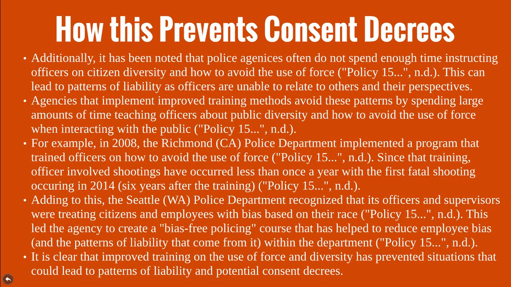Adding to this, the Seattle Police Department recognized that its officers and supervisors were treating citizens and employees with bias based on race. And this led the agency to create a bias-free policing course that has helped to reduce employee bias within the department. So here, you see an agency using improved training methods. They recognize a potential area of liability and they attack it head on, which leads to the reduction of liability, which leads to a reduced chance of patterns of misconduct and consent decrees. So it's very clear that improved training on the use of force and diversity has prevented situations that could lead to patterns of liability and potential consent decrees.